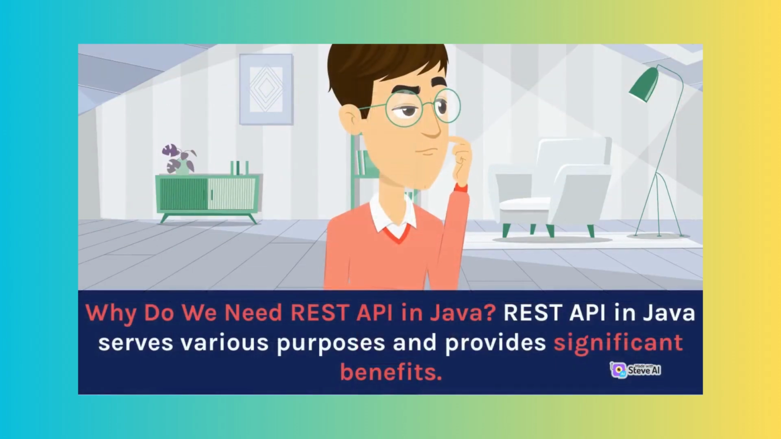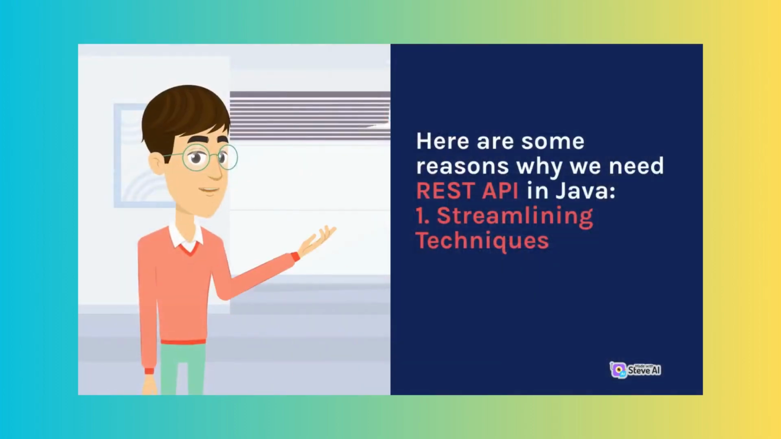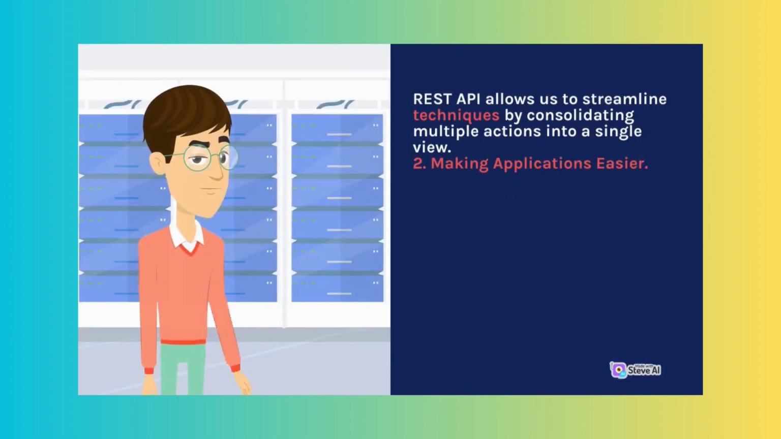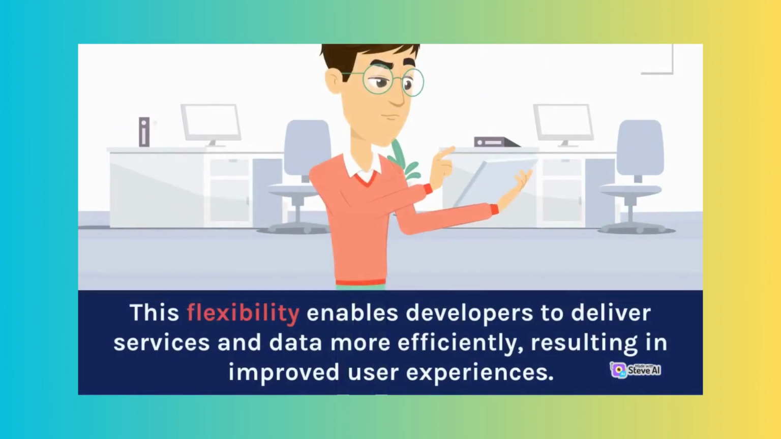Why do we need REST API in Java? REST API in Java serves various purposes and provides significant benefits. Here are some reasons why we need REST API in Java. 1. Streamlining techniques. REST API allows us to streamline techniques by consolidating multiple actions into a single view. 2. Making applications easier. This flexibility enables developers to deliver services and data more efficiently, resulting in improved user experiences.